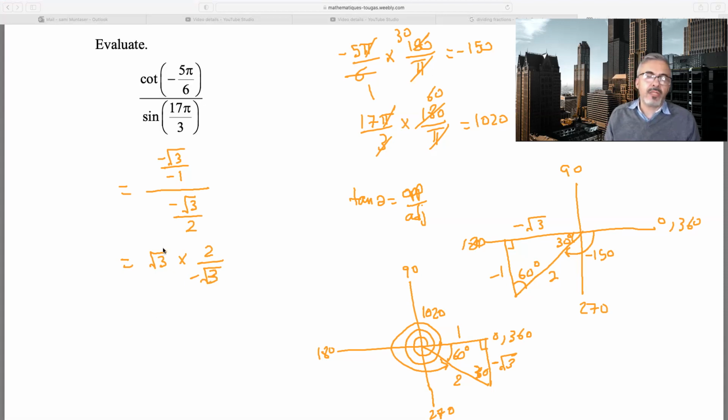And now you could reduce √3 with √3 right here. So you're left with negative 1 on the bottom. 2 divided by negative 1 is negative 2. And that's the answer for this question. We'll move on to the second question.